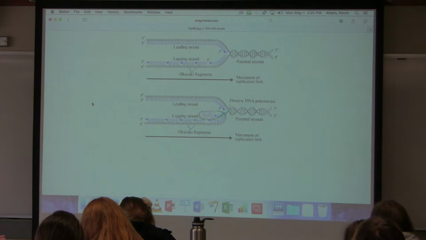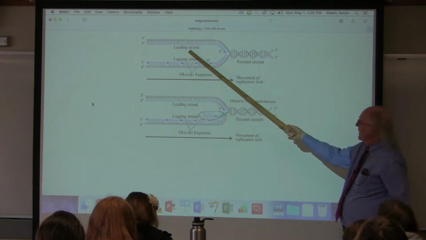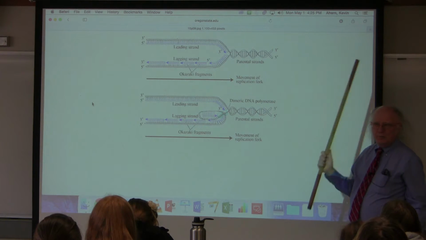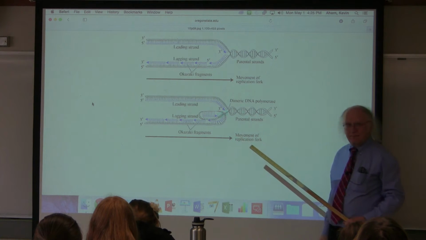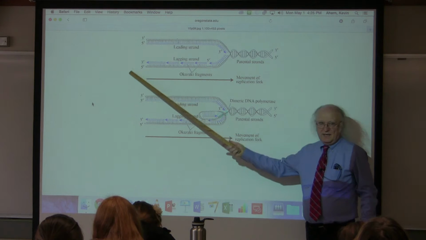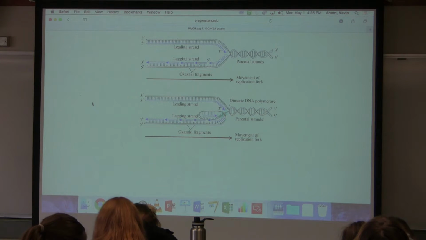When we look at that fork moving to the right, we discover that this new strand that's being made on the top is being made in one single piece. It's called the leading strand. Okay? The strand that's on the bottom is not made in one piece. It's made in multiple pieces, and it's called the lagging strand.